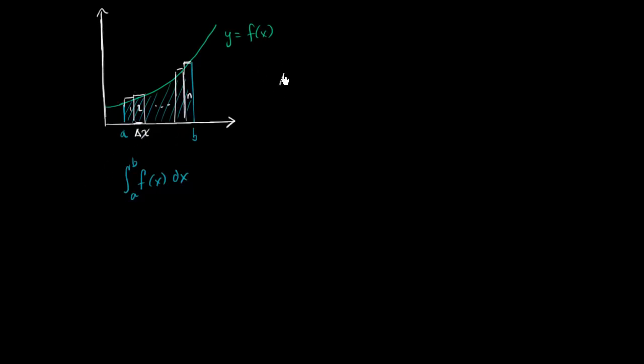And the way that we calculate delta x is we take b minus a and divide it by n, which is common sense, or what you learned in division. We're just taking this length and dividing it by n to get n equal spacings of delta x.